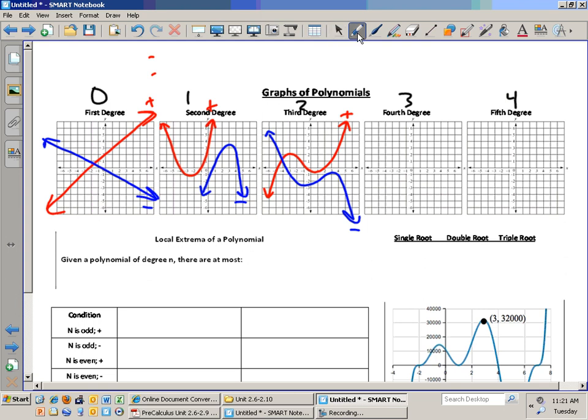So a fourth degree polynomial, it's going to start up. It's going to have 1, 2, 3 bumps to it. Instead of bumps, we will call them local extrema. Local extrema. Min or maxes. That's what it is. If it's negative, it's going to look something like that. Kind of like a W. And if it's a fifth degree, then it has 4 of them.